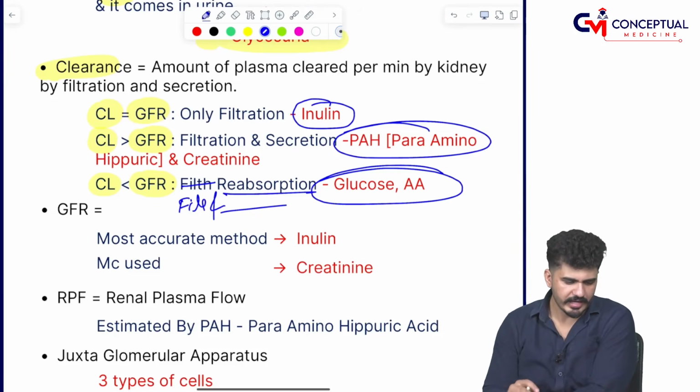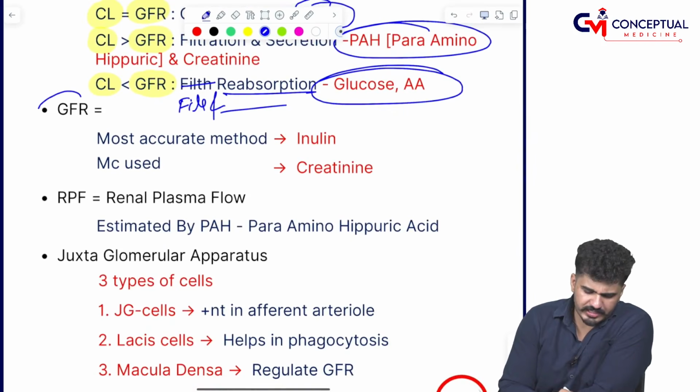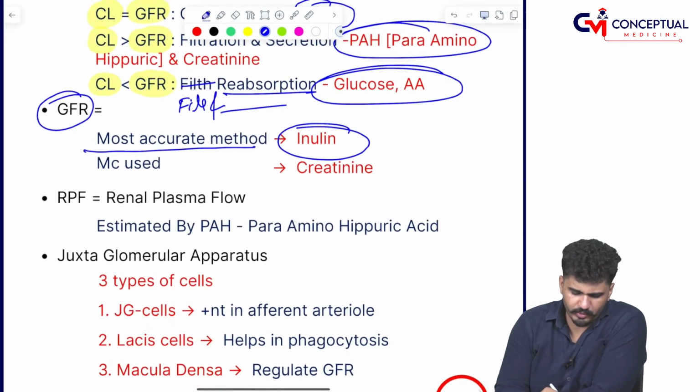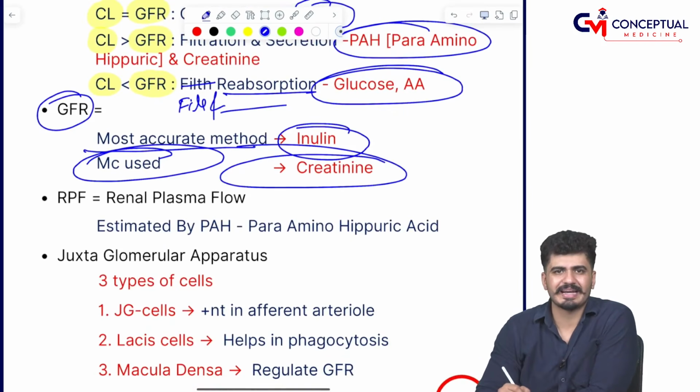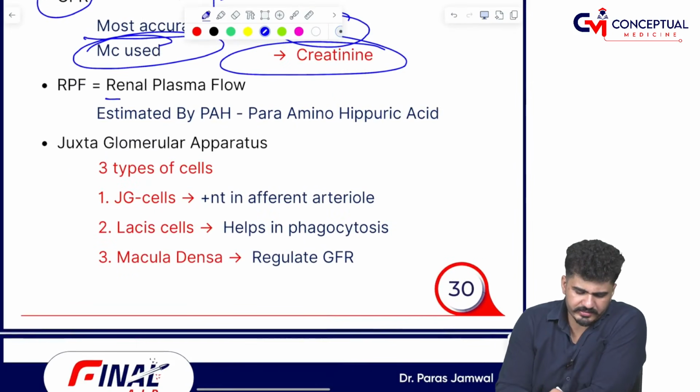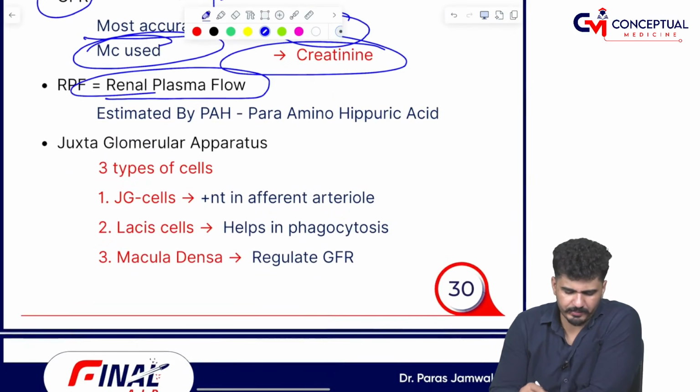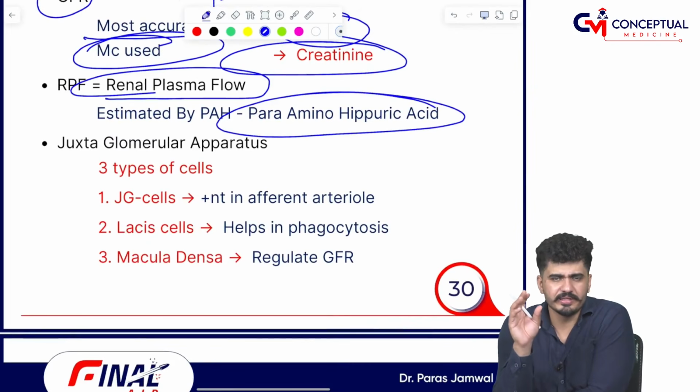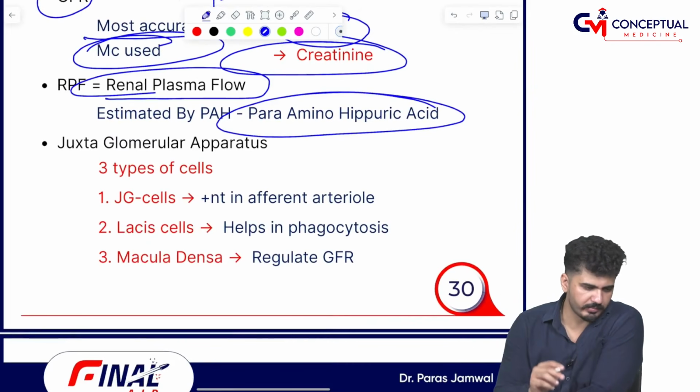That is called what, sir? Reabsorption. Now coming to the GFR part, the most accurate method is inulin. Most commonly used is what, sir? Creatinine. Done. Now renal plasma flow is estimated by para-aminohippuric acid. This is again a one-liner question you have to remember for the exam.